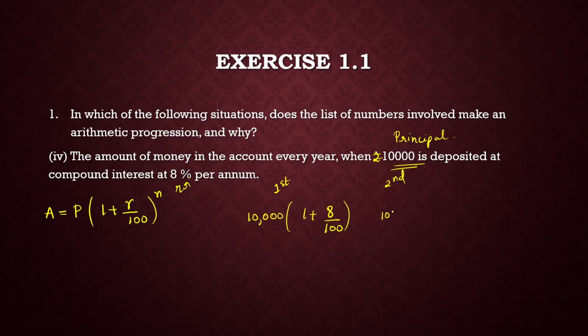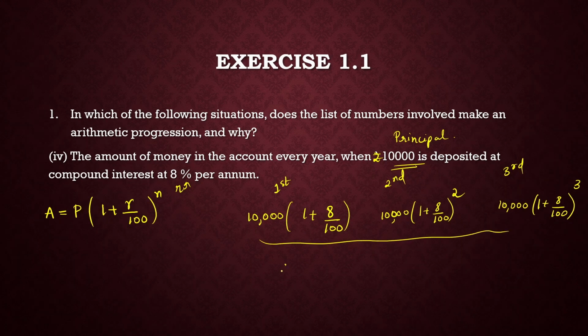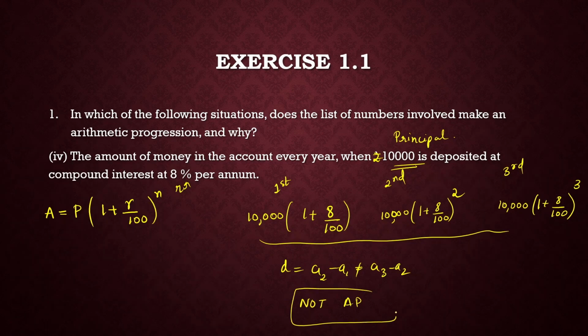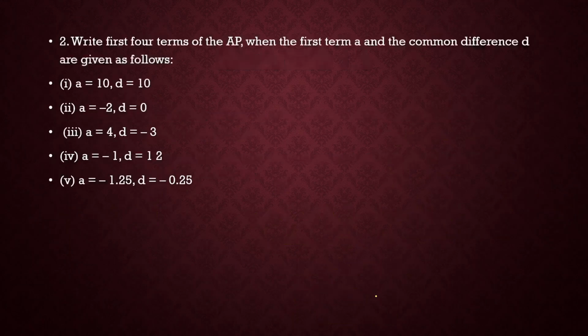It is 10,000 into 1 plus 8 by 100 to the power 2. For the third year, what happened? It got raised to 10,000 into 1 plus 8 by 100 to the power 3. So again, if you see here, the common difference A2 minus A1 is not equal to A3 minus A2. So from this you can say that it is not an AP. You can verify if you want. It is not an AP.